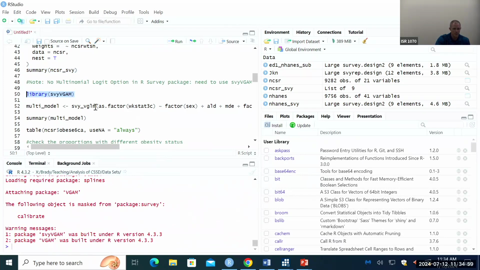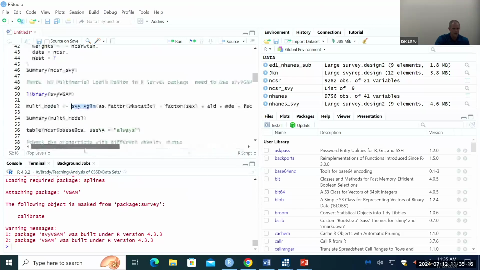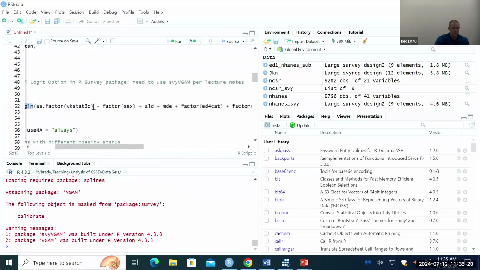Now, to fit the multinomial model, I would use svyVGLM. And that function is only available in svyVGAM. It's not available in survey. Okay, so I want to just emphasize that point if you need to fit a multinomial model within R. And the way that svyVGLM works, very similar to what we've seen before, but for a multinomial model, I'm making sure that everything is treated as a factor, including the dependent variable. So I say as.factor, then the name of this variable to make sure.